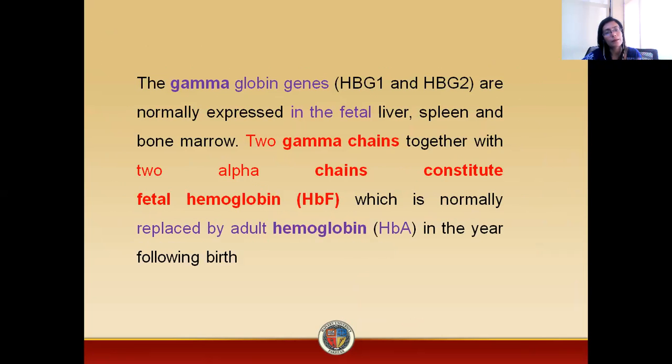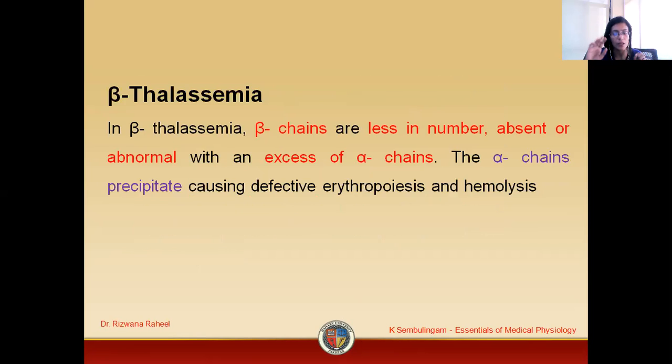Now, what are gamma globin chains? The genes which code for these are HBG1 and HBG2. So these are normally the genes which are expressed in the fetus. So two gamma globin chains together with the 2 alpha chains constitute the fetal hemoglobin, that is HbF. While this is normally replaced in adult type by the adult hemoglobin, that is HbA. So this was all about the alpha thalassemia.